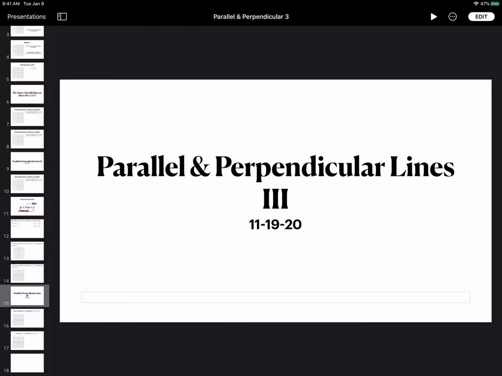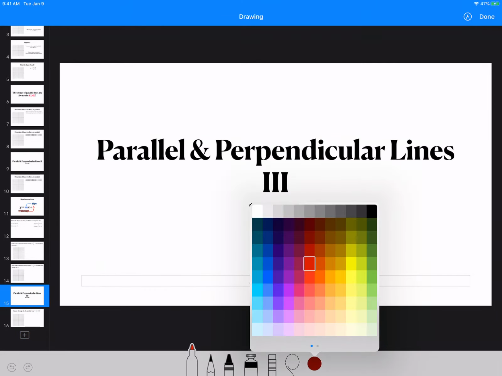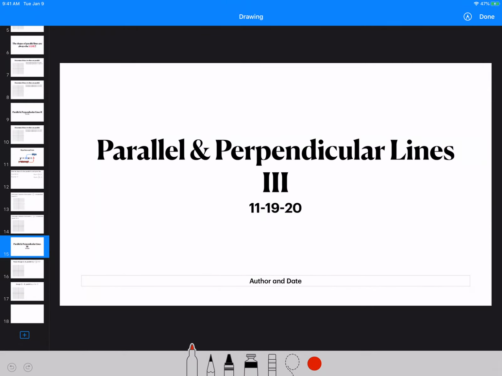Hello class, today we're going to be talking about parallel lines just one last time. For those of you who were confused about the work that was done yesterday, I know that I probably went just a little bit quicker than I actually anticipated. So I just wanted to make sure that whatever I give you guys for today, you will be able to do without any trouble.